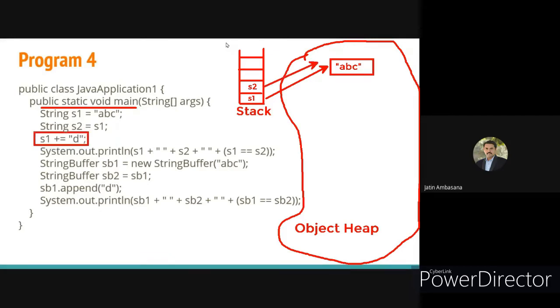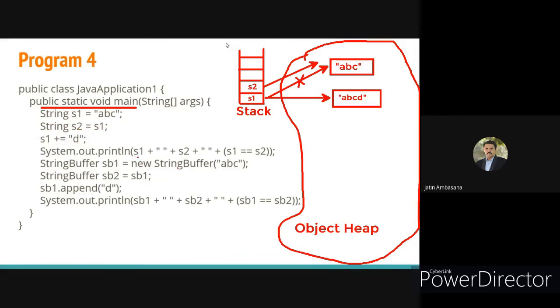But when you say S1 is equal to S1 plus D, what happens? Because of this concatenation operation, a new object gets created. This link no longer works. Instead, S1 starts pointing to this new object. That is because of this particular line.